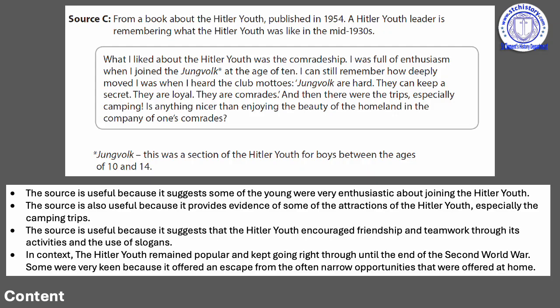And in context, the Hitler Youth remained popular and kept going right up until the end of the Second World War. We know that. They were willing to die, weren't they, in the streets of Berlin. And some are very keen because it offered an escape from the otherwise boring, narrow life and opportunities they had at home. So we know that little bit of contextual knowledge.